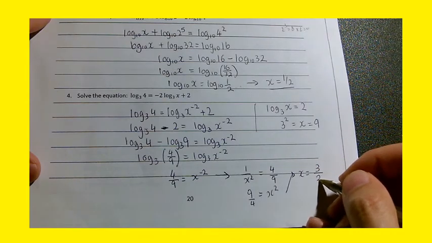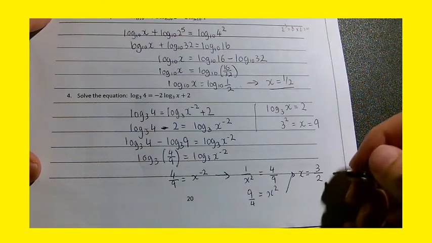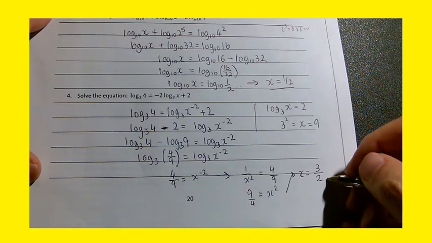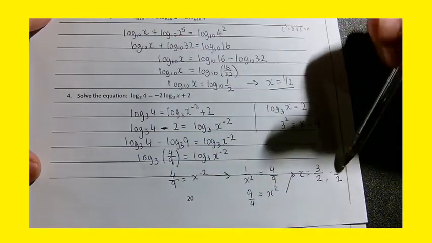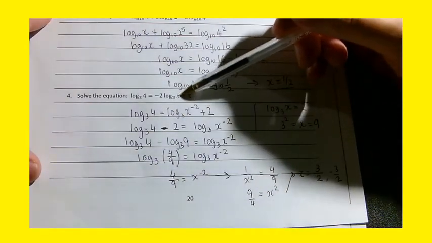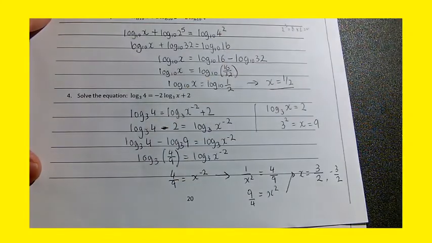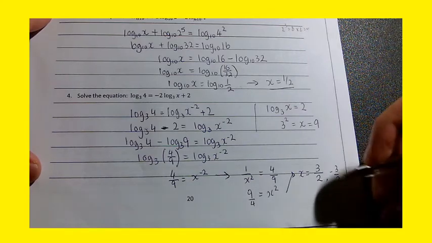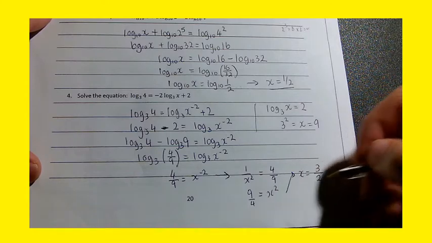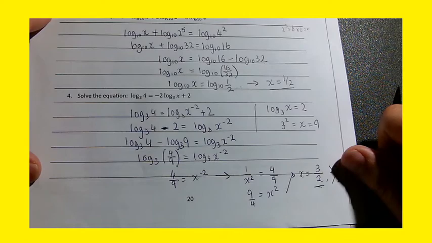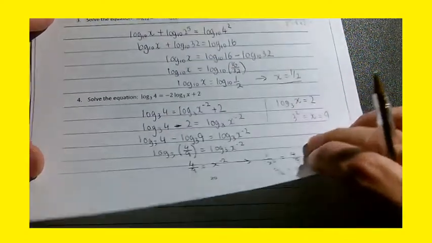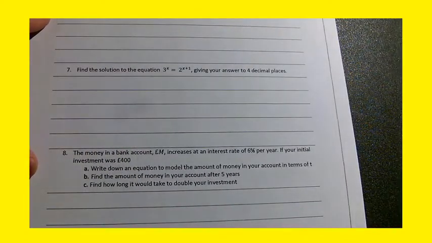Now, you might be thinking, why is it not also minus 3 over 2? The issue is that if you were to substitute minus 3 over 2 into that, it wouldn't actually work. The log graph does not accept negative x values. It doesn't exist. So when we do square root and we get two x values, you can only have one of them. 3 over 2 here. Okay?